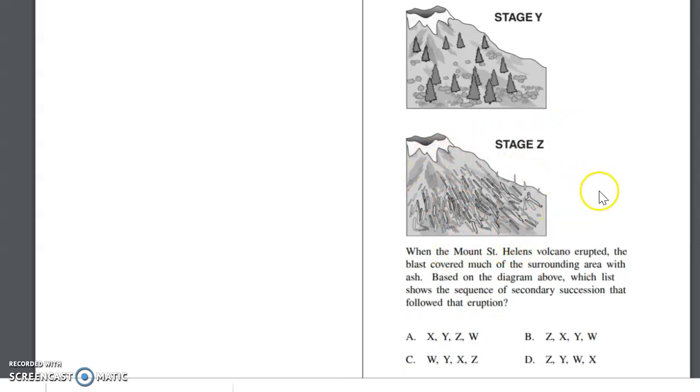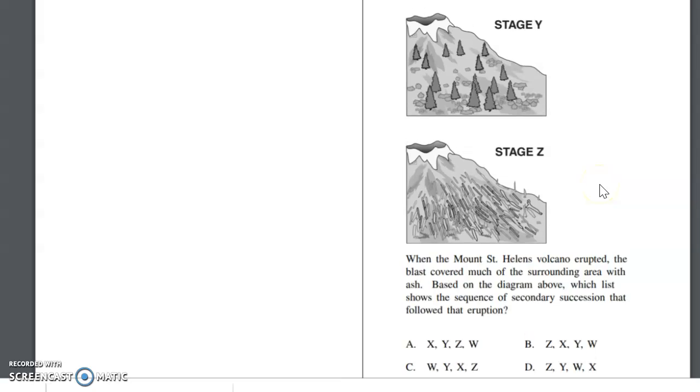It says this is Mount St. Helens. So when Mount St. Helens volcano erupted, the blast covered much of the surrounding area with ash. Based on the diagram above, which list shows the sequence of secondary succession that followed the eruption?